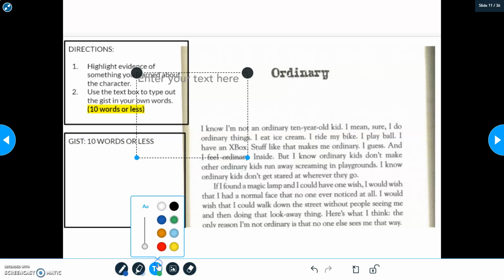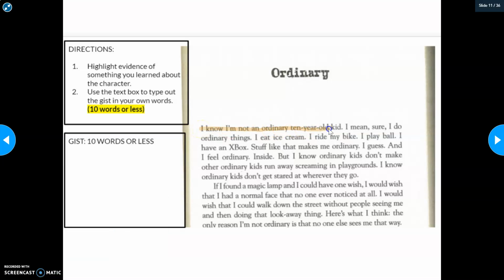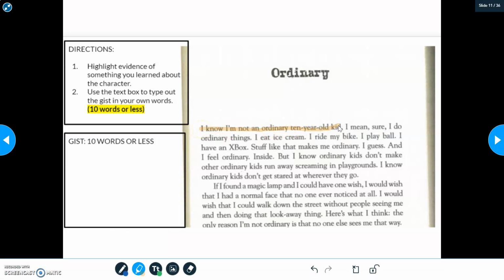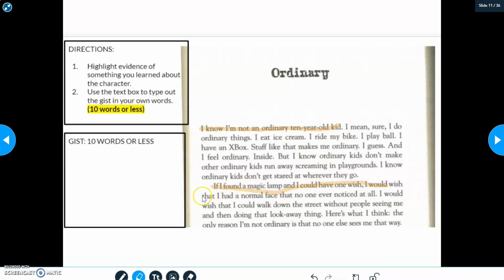So I'm going to go ahead and grab my highlighter tool right here. I'm going to click orange because I'm a tiger and I like the color orange. And so I remember when I was reading at the beginning, our main character says that he is not ordinary, right? He is not ordinary, and he also wishes that he had a normal face, okay?